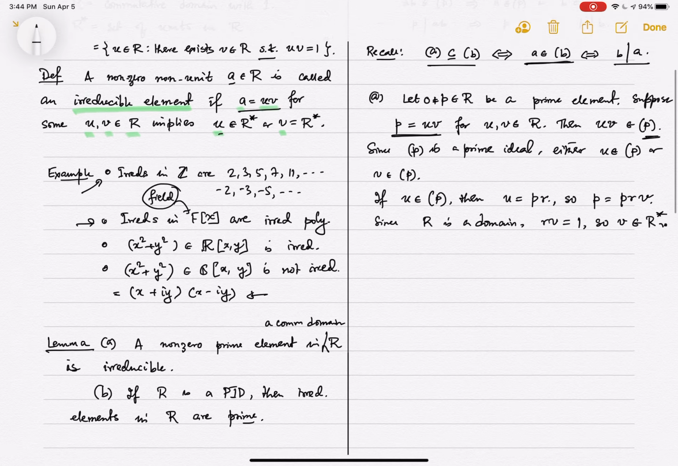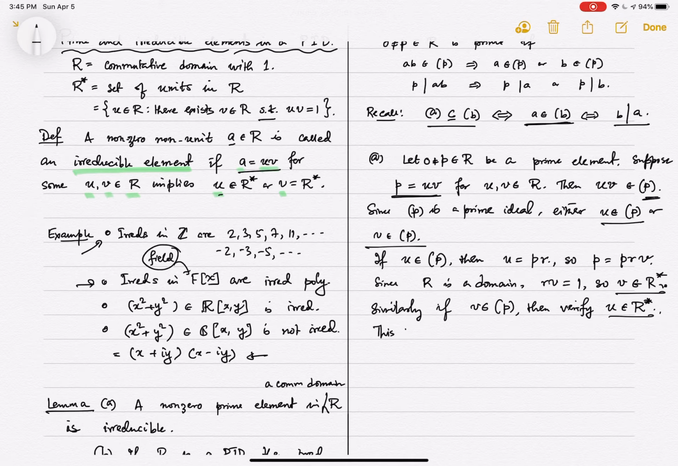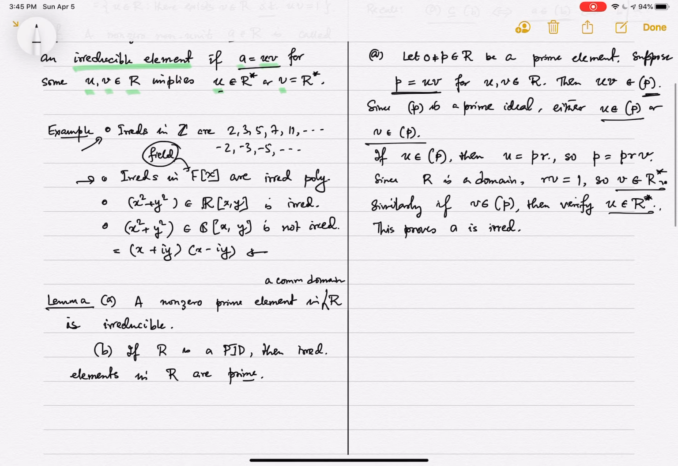And similarly, if V is in P, then you show, by exactly the same argument, that U is a unit. So since either U is in P or V is in P, you get either V is a unit or U is a unit. So this shows that A is irreducible. This is actually more straightforward. Part B requires a little more work.